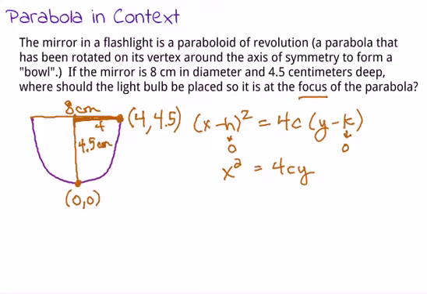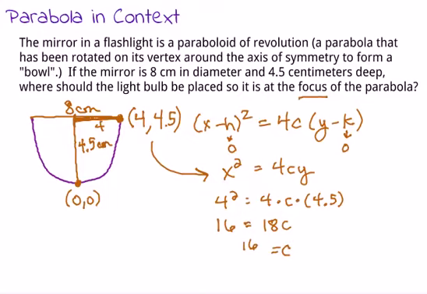So now that I have an x and a y, I'm going to plug those into the standard form of our parabola. So I have 4 squared equals 4 times c times y, which is 4.5. And if I simplify, we get 16 is equal to 18c. 4 times 4.5 is 18. And c would be equal to 16 divided by 18, which actually reduces to 8 over 9. And that's the value that we needed.